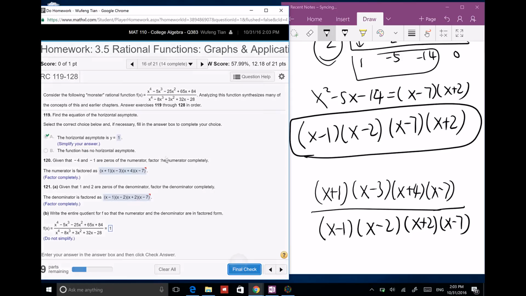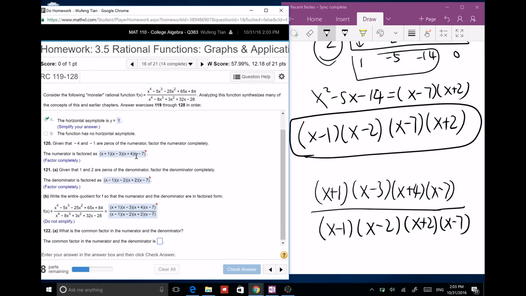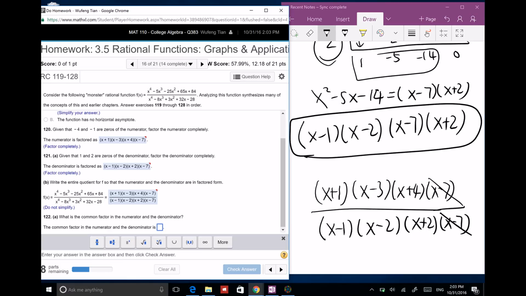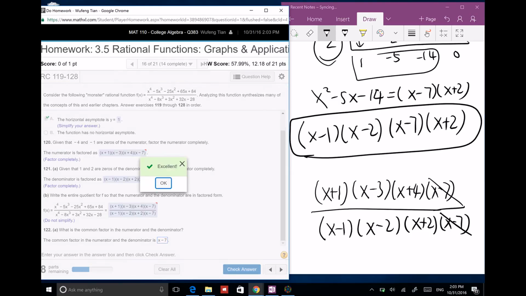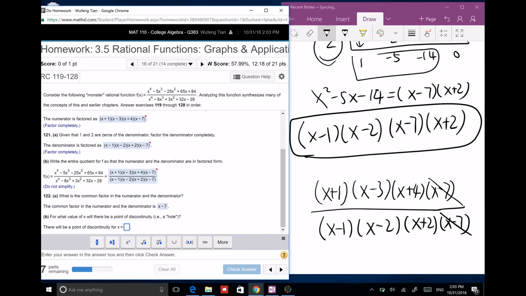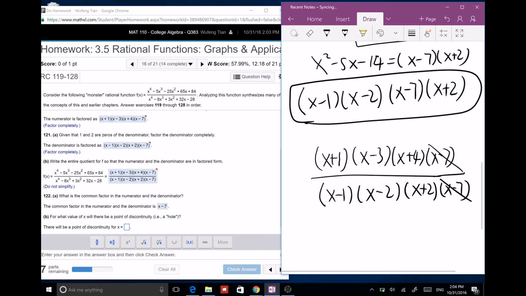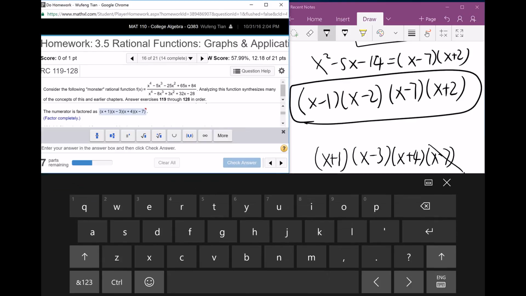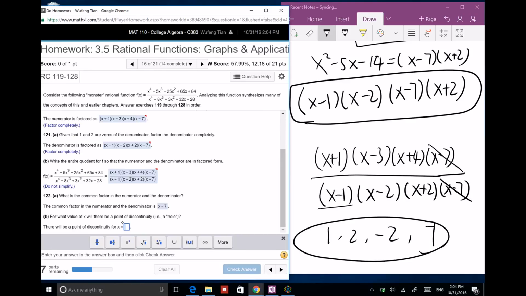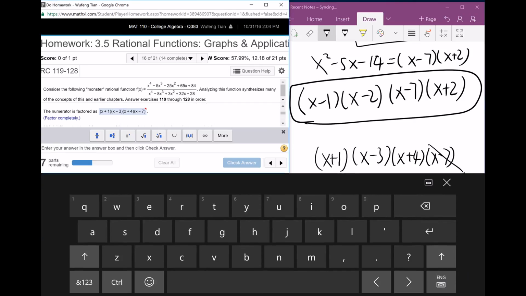So that's basically just putting those two together. Then the common factor in the numerator and denominator is x minus 7. There's only one thing there in common. Alright, so next one, the discontinuity is where the denominator equals 0: 1, 2, negative 2, 7. So the 4 numbers will all be discontinuities. Let me see what the problem asks: find out which value will be a point of discontinuity, for example, a hole at 7.